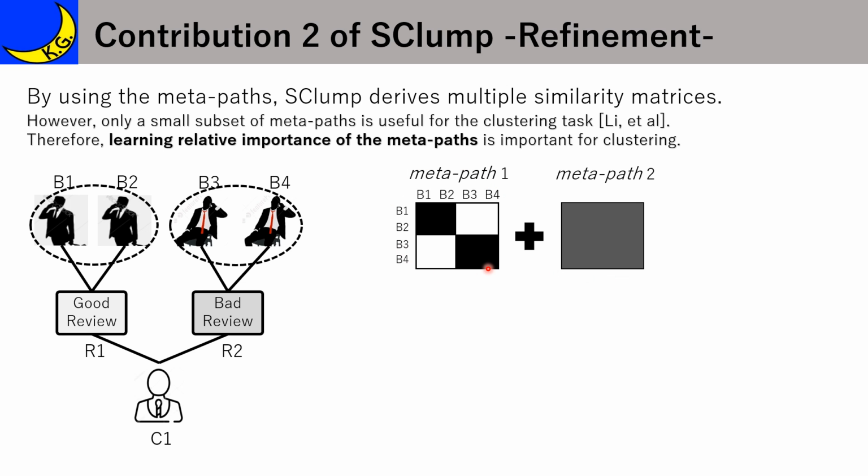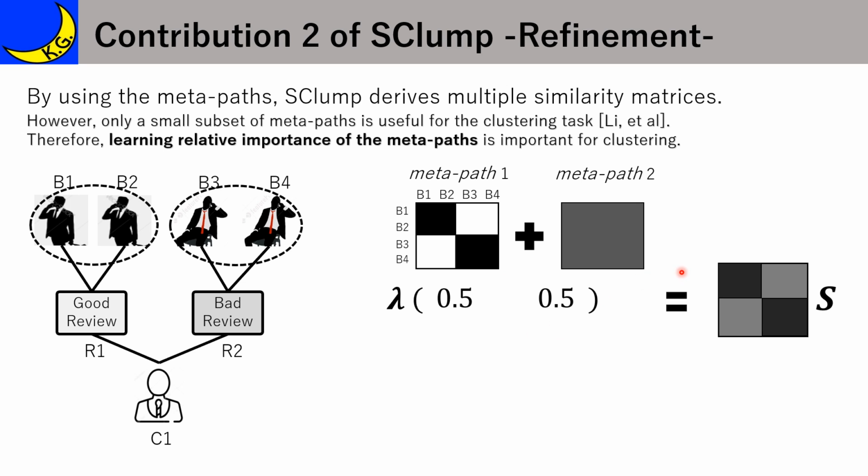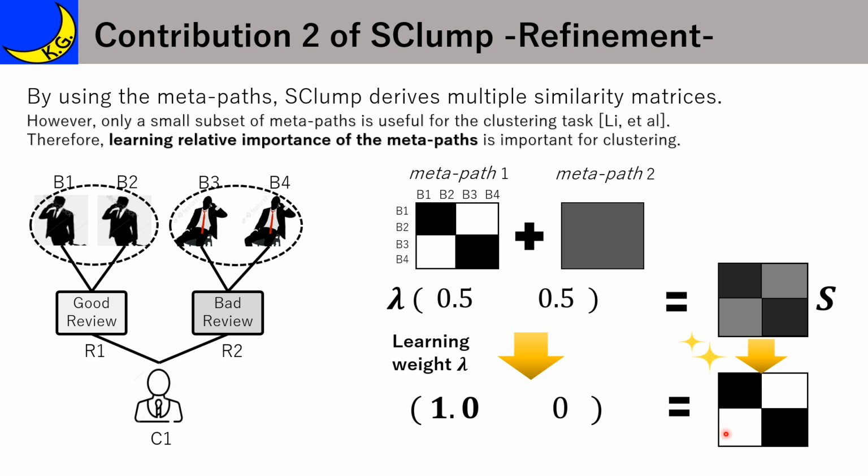However, because clustering is unsupervised learning, we do not know which matrix is high quality. In this scenario, the straightforward method is to compute the weighted sum of these matrices with this uniform weight vector lambda, which results in this low-quality S. However, if lambda is adjusted to assign large weights to high-quality similarity matrices, we can obtain a high-quality similarity matrix. Therefore, learning the relative importance of the meta paths increases similarity matrix quality.